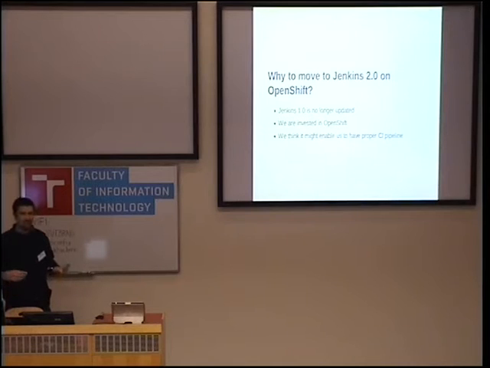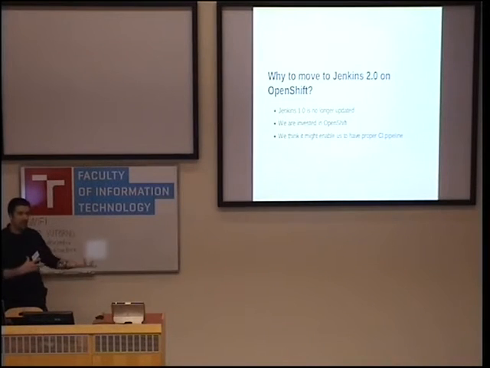And as you can hear me, I'm talking a lot about stuff you do manually. And this pull request build is nice, but we can do better, and we want to do better on Jenkins 2.0 on OpenShift. We have three really pragmatic reasons why we want to do the upgrade.